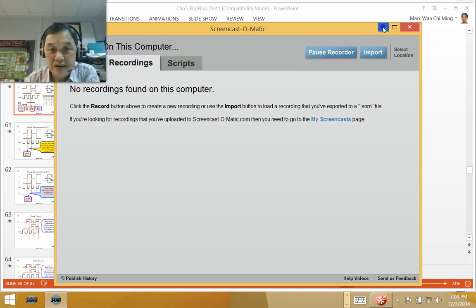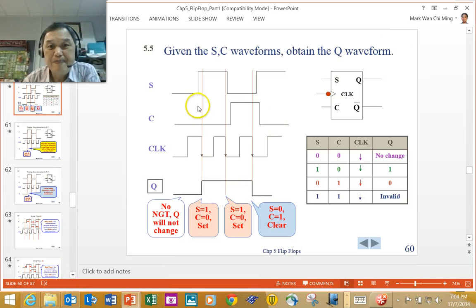Hi, let's have a look at this. This is what we learned last week. This is an SC flip flop. Okay, this is a negative trigger. You can see from here, it's got a bubble here, S and C, right?